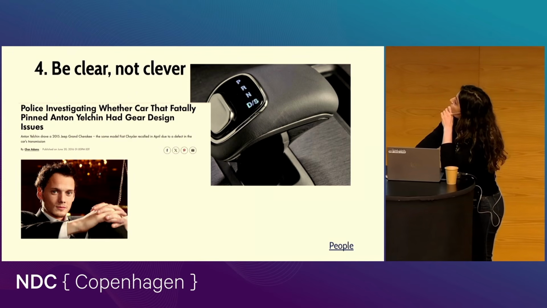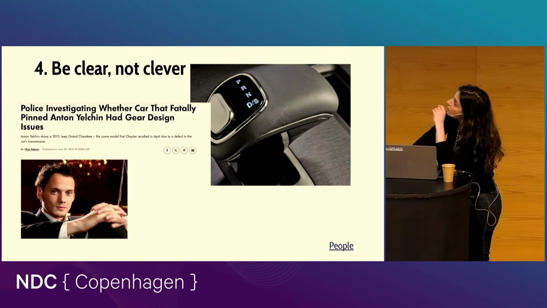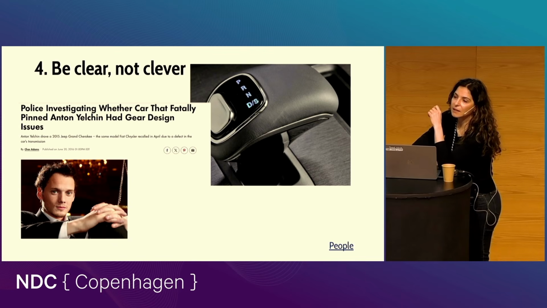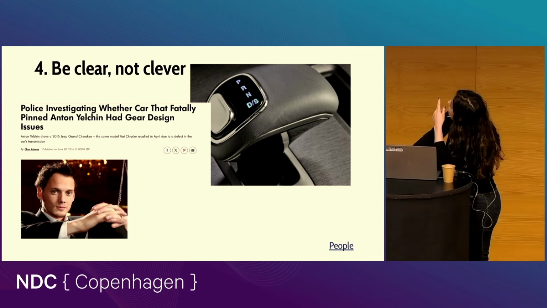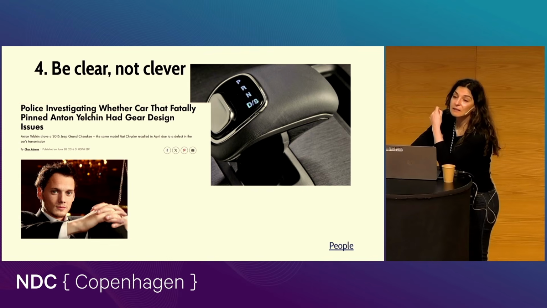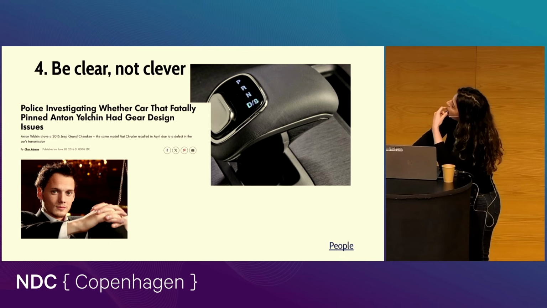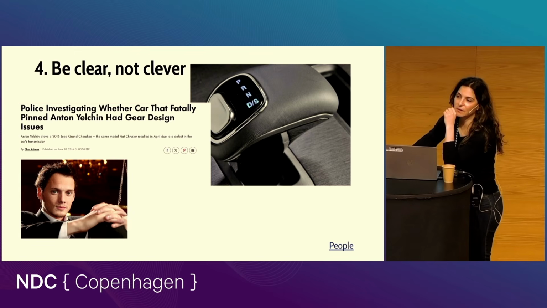And I'm not sure if you guys remember this actor, Anton Yelchin, I believe. He had a Jeep Cherokee where the design was not clear enough when it was stuck. So it caused confusion that it's supposed to be locked and it was not locked. And he died because of that. So it was a defect in the car's transmission, but it was also a defect in the design of the stuff.